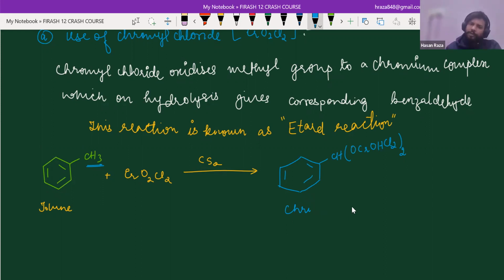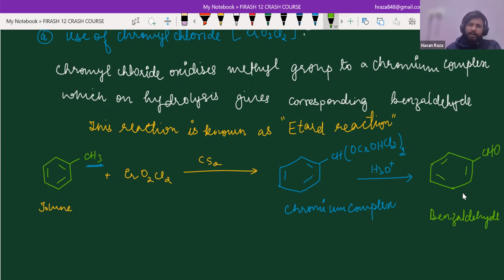This is basically the chromium complex. After formation of this chromium complex, you need to hydrolyze it. If you do hydrolysis, this chromium complex will be converted into aldehyde, and we will get directly our benzaldehyde. You can write the bond in this manner. This is also correct.